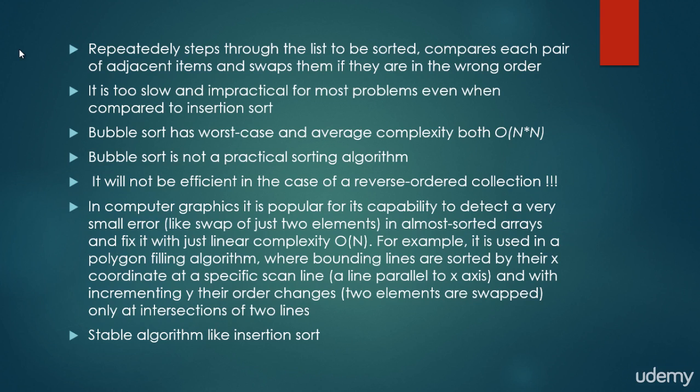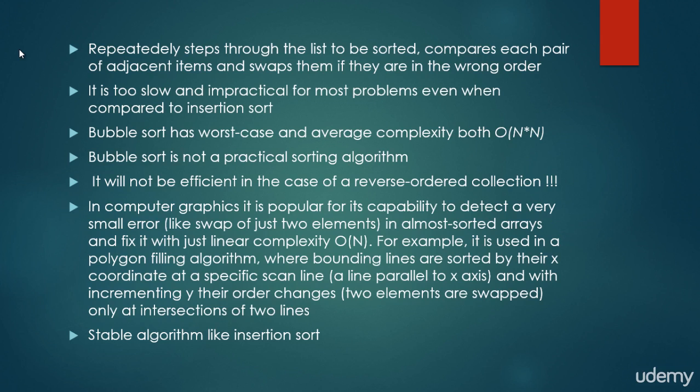For example, it is used in a polygon filling algorithm where bounding lines are sorted by their x-coordinate at a specific scan line, a line parallel to the x-axis, and with incrementing epsilon, their order changes, the elements are swapped only at intersections of the lines. So in these special cases, bubble sort can beat, for example, much more efficient algorithms such as merge sort or quicksort, and we can solve this kind of problem with linear time complexity, which is very, very efficient.